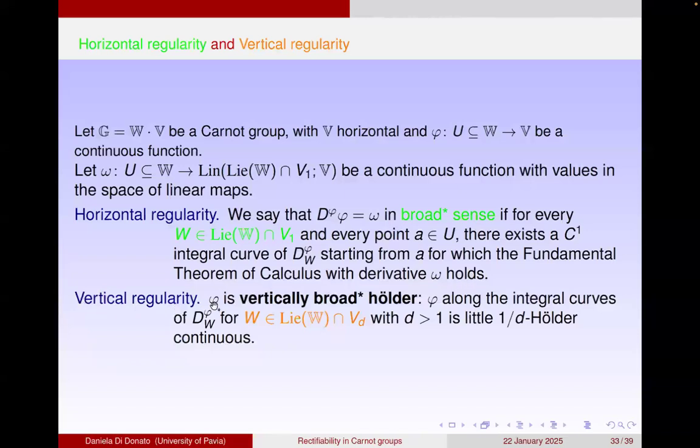The vertical irregularity says that phi is vertically broad star order if and only if phi along the integral curves of D phi W, where the vector fields W belong to the Lie algebra associated to W intersecting the other layer VD, with D larger than 1, is little 1 over D order continuous, meaning that it is order continuous with infinitesimal constant.